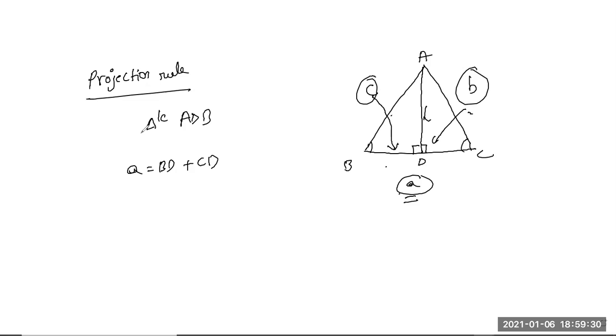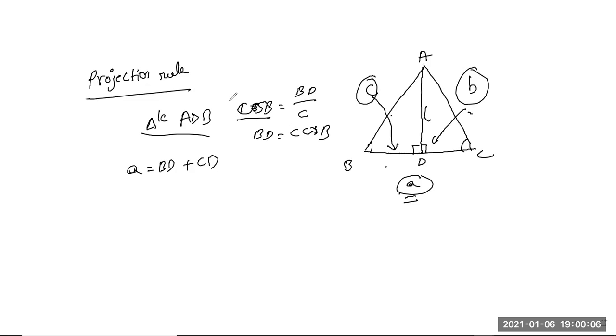In triangle ADB, what is cosine B? Cosine, not sine. In triangle ADB, what is cosine B? BD by small c. So you can write BD as c cosine B.